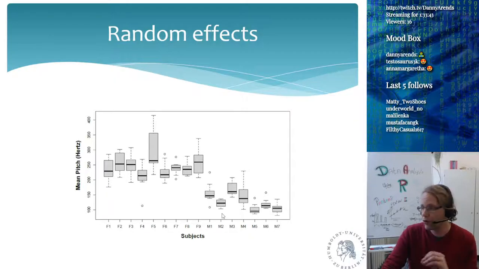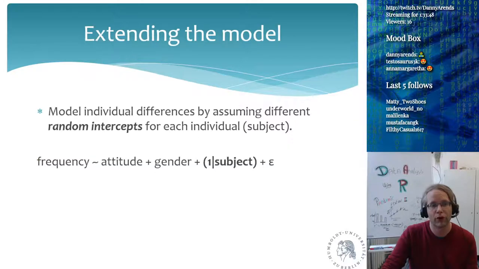And of course, we need to compensate for this when we are building these kinds of models. So we need to extend our model. We model the individual differences by assuming different intercepts for each individual. So we talked about intercepts. An intercept is where x is 0, at which point does the line cross y, right? It's kind of the mean of the data set for a certain individual.